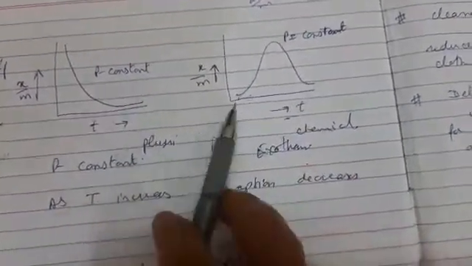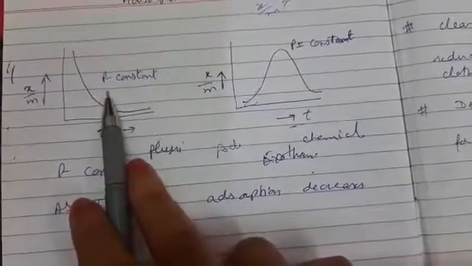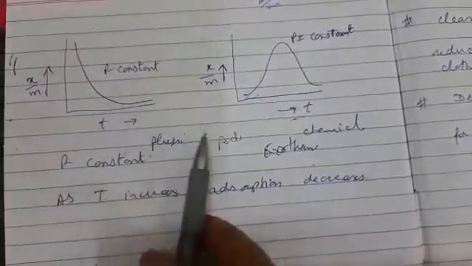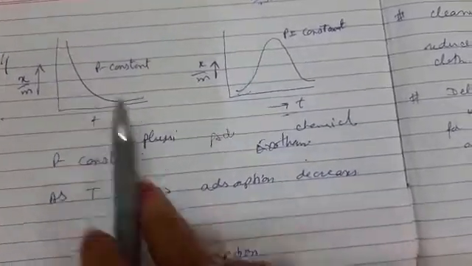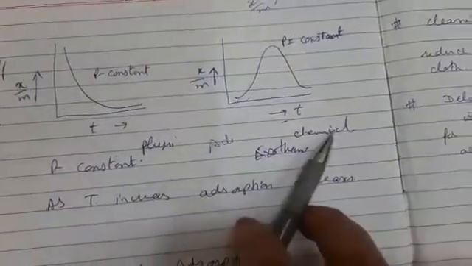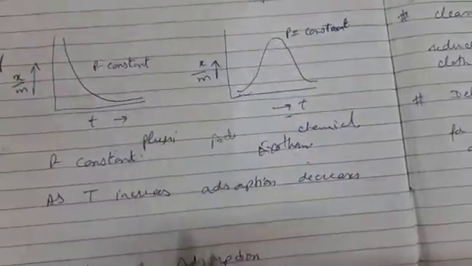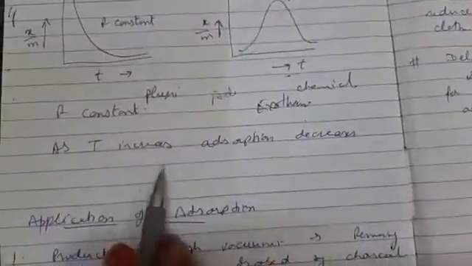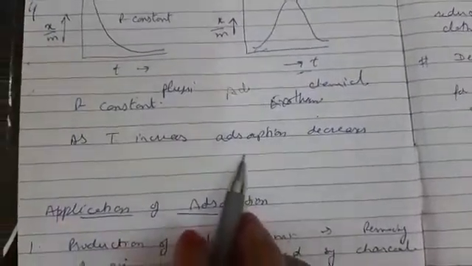So these are the two variations at constant pressure, the effect of temperature on adsorption in the case of physical adsorption and chemical adsorption. Pressure is constant. So as temperature increases, adsorption decreases.